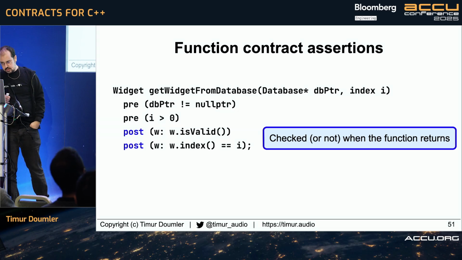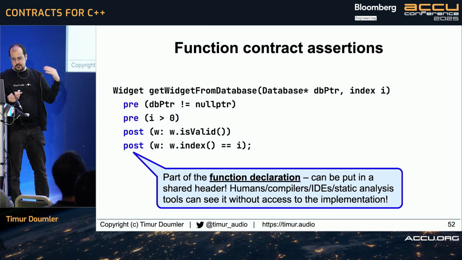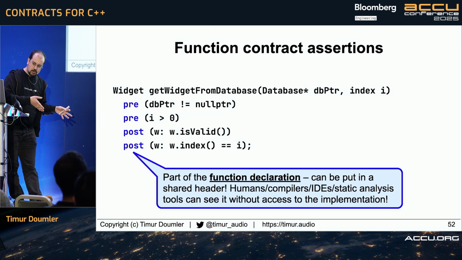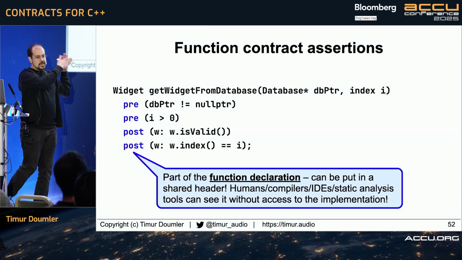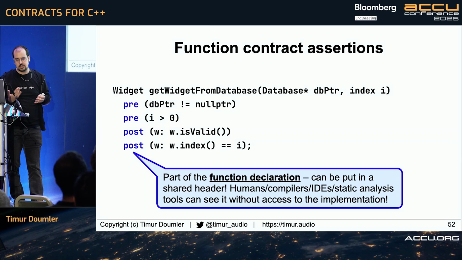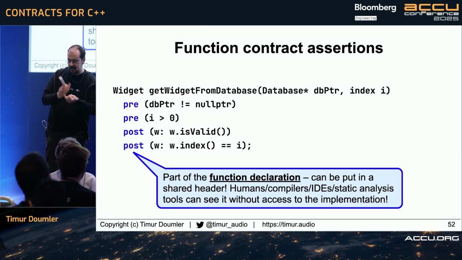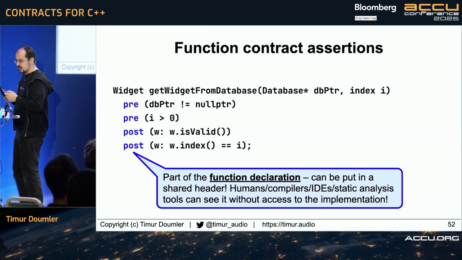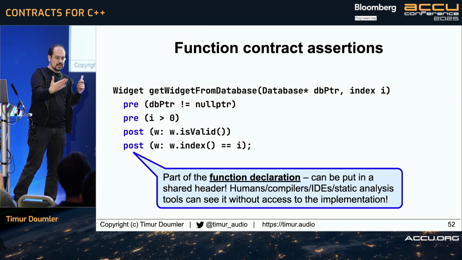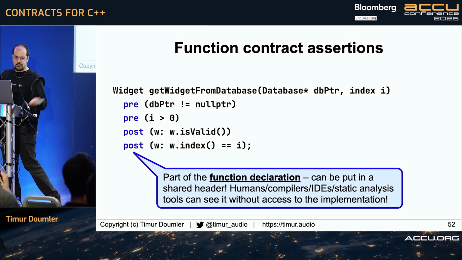The other really new thing here, the main new thing, is that they're actually part of the function declaration, as I already said. But that's really important because unlike assert, you can put that in a shared header and you don't need to see the implementation of the function in order to see those assertions. Which means that humans and compilers and IDEs and static analysis tools and everybody else sees those assertions without having to look or know or have access to the function implementation, which might be in a different translation unit that you don't even have access to, right?